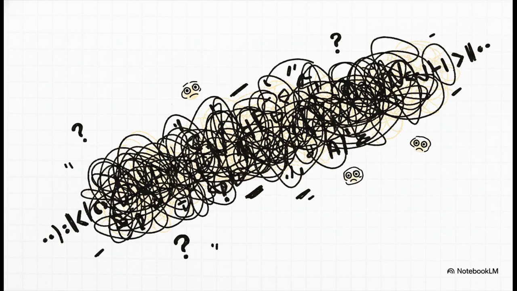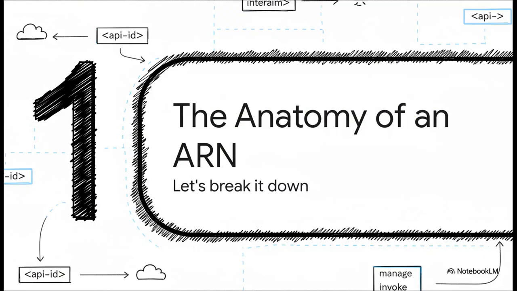At first glance, you might think it's impossible to make sense of. But what if I told you that by the end of this, you'll be able to read this thing like a simple sentence? Let's do it. Let's break this thing down. Okay, first things first. We're going to look at the basic anatomy of an ARN. We'll take it apart, piece by piece, so you can see how it all fits together.